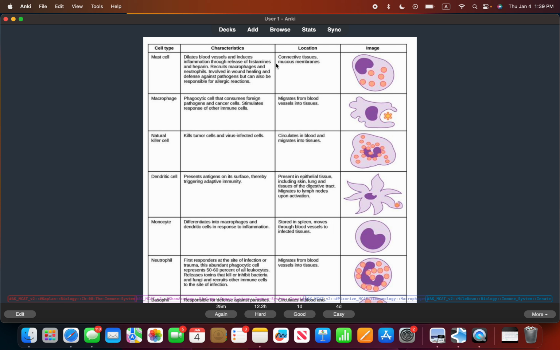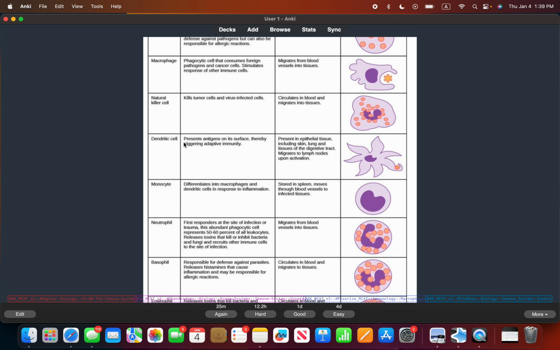Then we have natural killer cells. They kill tumor cells and virus-infected cells. And then their location is in blood, and they can migrate into tissues just like macrophages.